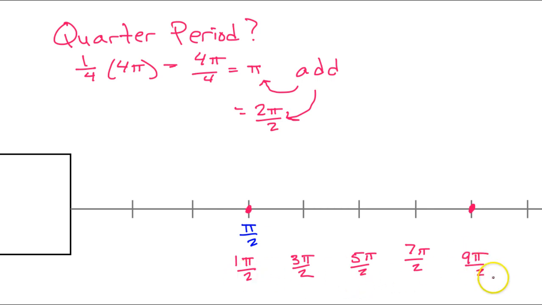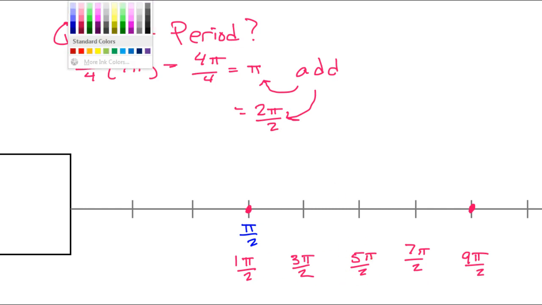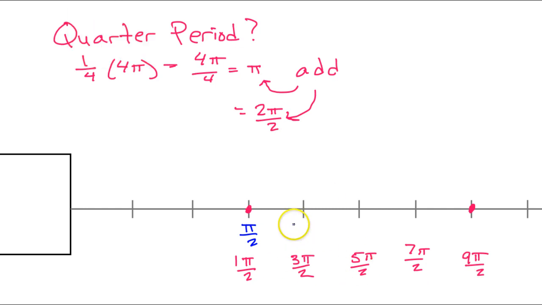Now I wrote these down here in case I needed to reduce something, but it turns out none of these reduce, so now I feel silly. So I'm just going to move them up. So I've got 3 pi over 2, and 5 pi over 2, and 7 pi over 2, and 9 pi over 2.